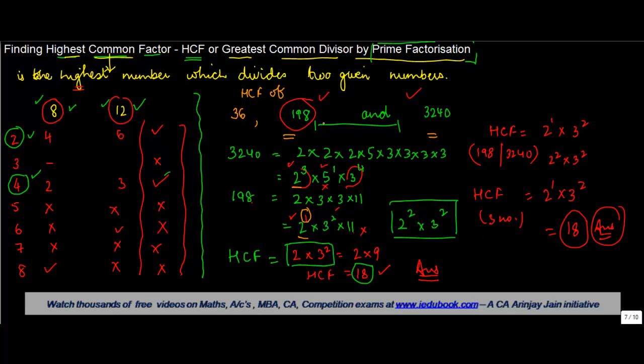So it's pretty simple. Just break the numbers into their prime factors, right? Choose the one which, if you express it in powers, is less in power between the two. Put it here, put a multiplication sign in between, then choose the other one. Only the numbers which are common in both of these have to be selected.